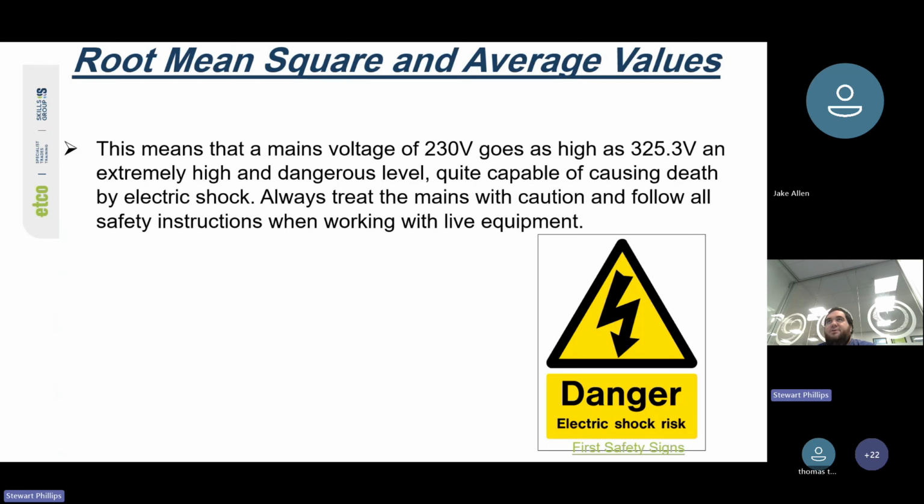It's also why we use 500 volts to insulation resistance test all of our installations, because that is the max possible voltage that any one wire could be subject to.